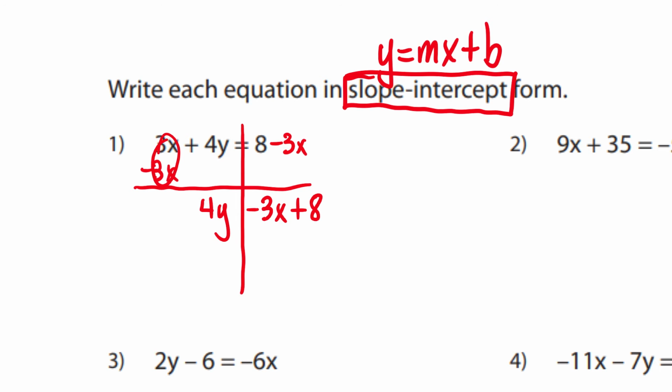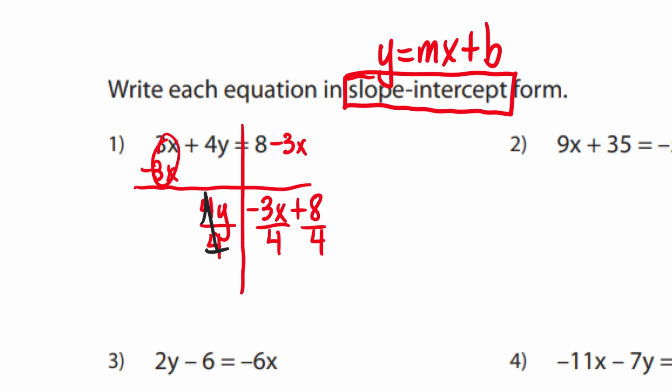Okay, so we're getting it closer to what I want. I just have one more thing to deal with. What do I need to take care of to get it into y equals mx plus b? I've got to deal with that 4. So how am I going to get rid of that 4? Divide by 4 on both sides. Now, here's what we're going to do: we're going to divide every single piece by 4.